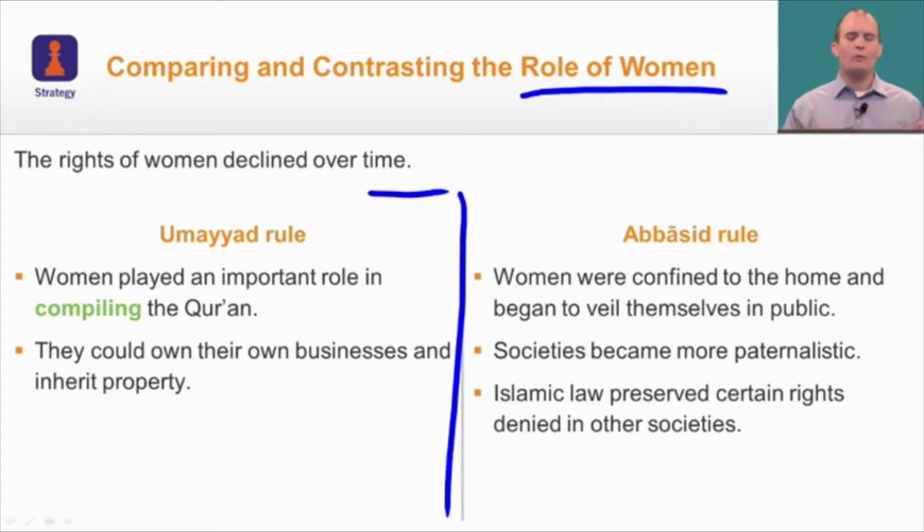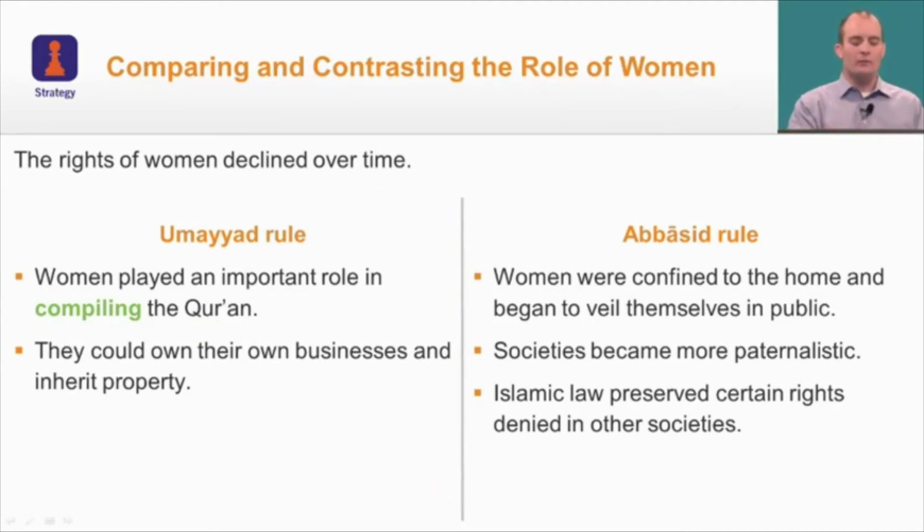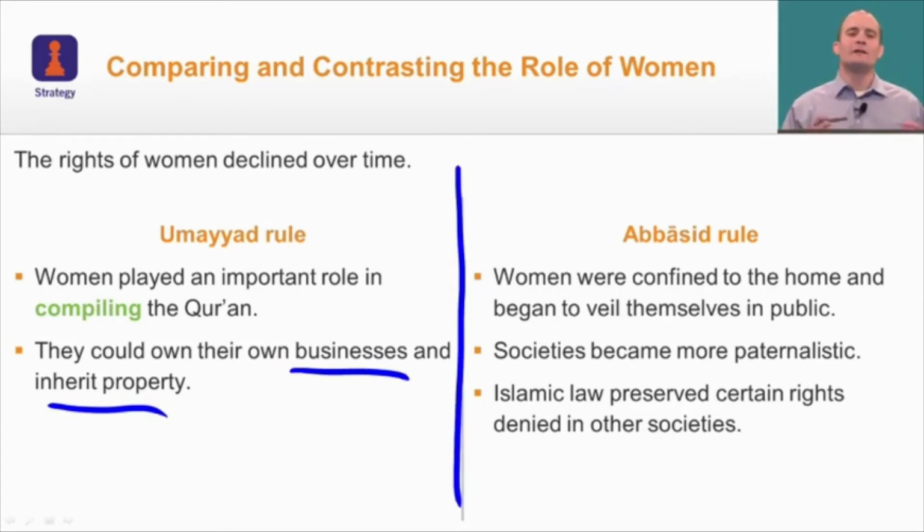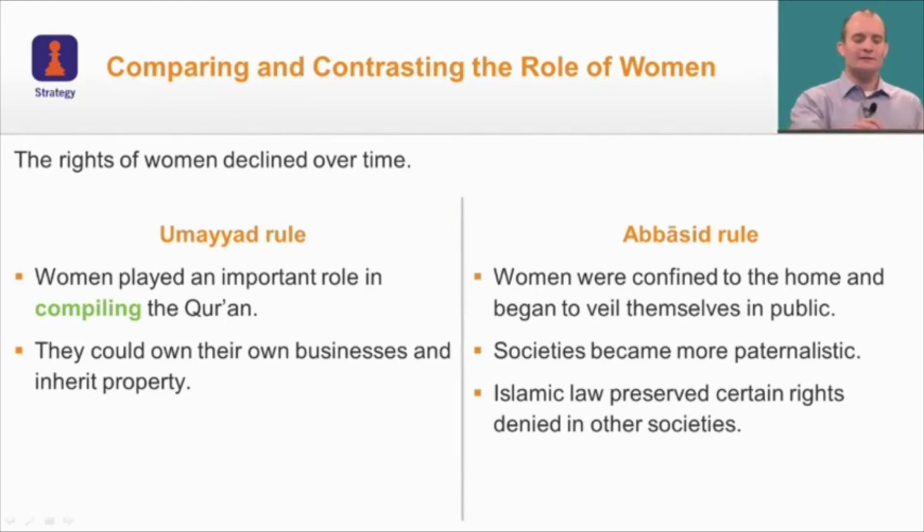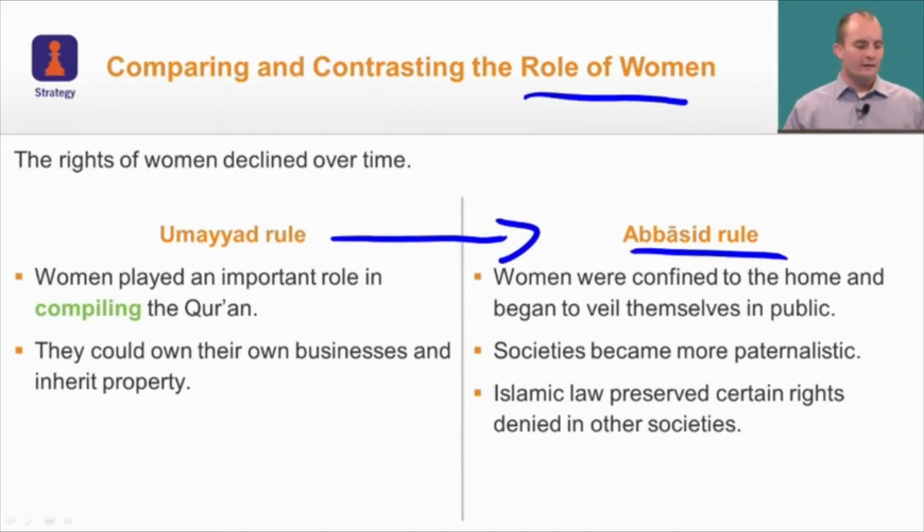To begin with, women played a very important role in compiling or putting together the Quran. In addition, during the Umayyad rule, they could own their own businesses, also inherit property. What's interesting to note is that Muhammad's wife, Khadijah, was actually a very wealthy businesswoman herself. And in fact, Muhammad met Khadijah by working for her business. Well, back to this. Let's see how the role of women changed during the Abbasid rule.